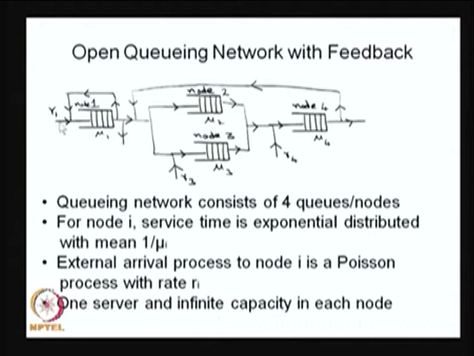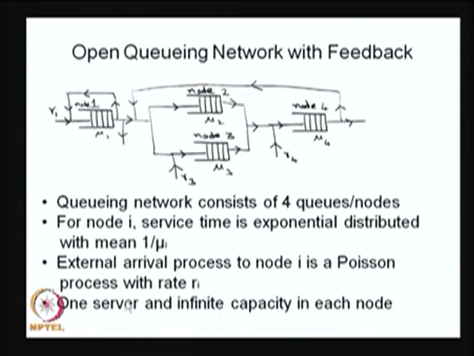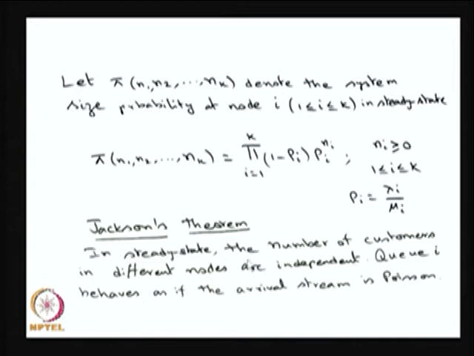Therefore, this point is a Poisson arrival process, whereas this point is not a Poisson arrival process, but still in steady state, all the queue sizes are independent. In steady state, the arrival process for each node behaves as if it is a Poisson process, but in general they are not. So whenever you have an open queuing network with these assumptions, in steady state it behaves as independent queues.